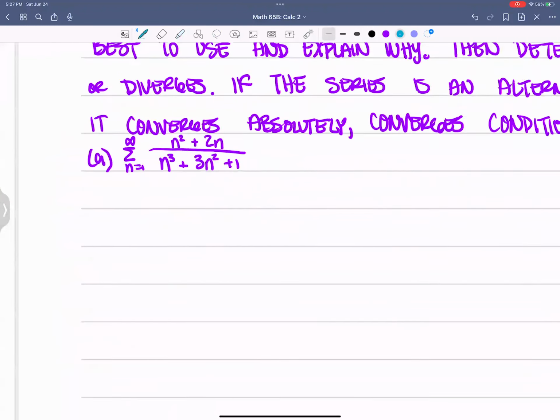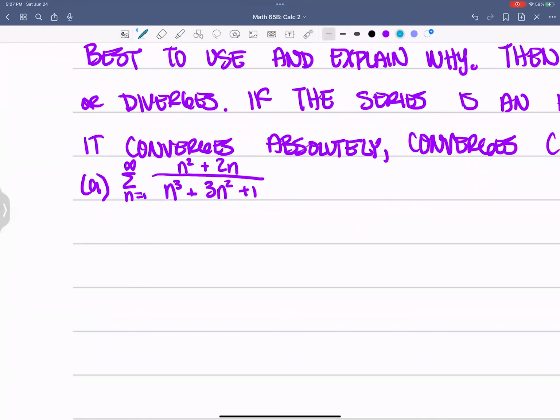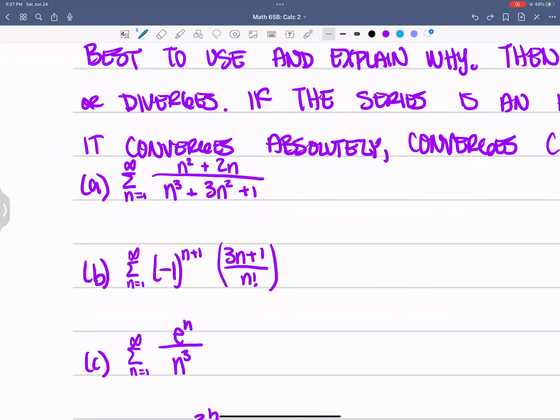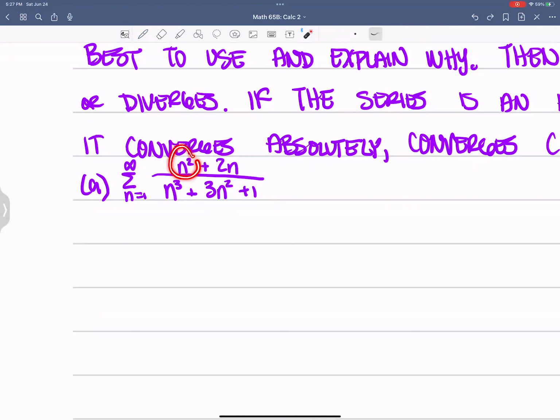So looking at this, we have numerator, denominator. As we go further and further, we know that the parts that take over are going to be these right here. So let's use that. We're going to compare this to n squared over n cubed, which ends up just being 1 over n. So let's do the limit comparison test, or just comparison test.